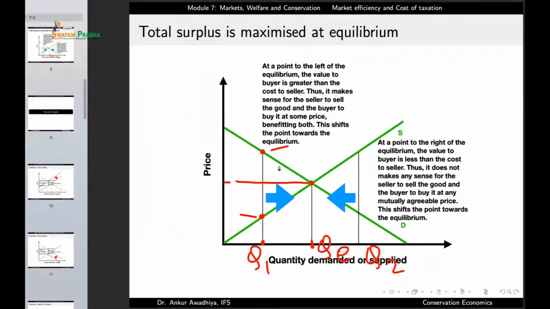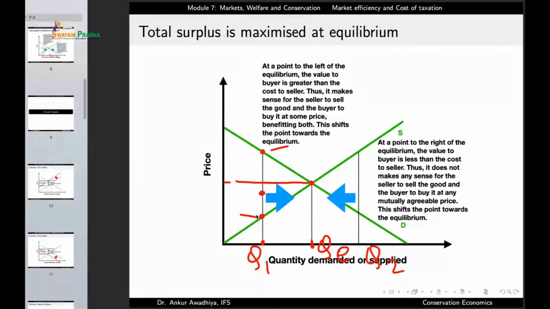So suppose they choose a price, say somewhere here, and we are not talking about the equilibrium price, but we are saying that at any mutually agreeable price, so at any price between this point and this point, if the buyer and the seller make the transaction, that is, the buyer buys the good from the seller, in that case, both of them will be benefited. Both of them will increase their surplus.